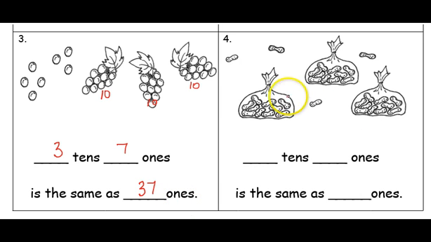Here I have bags of peanuts, so I have 10 peanuts in each bag, so that's 3 tens, and then I have 4 individual peanuts. If we dumped out all of the peanuts from the bags, that would show us 34 single peanuts. So the number 34 can be thought of as 3 tens and 4 ones, or 34 individual ones.